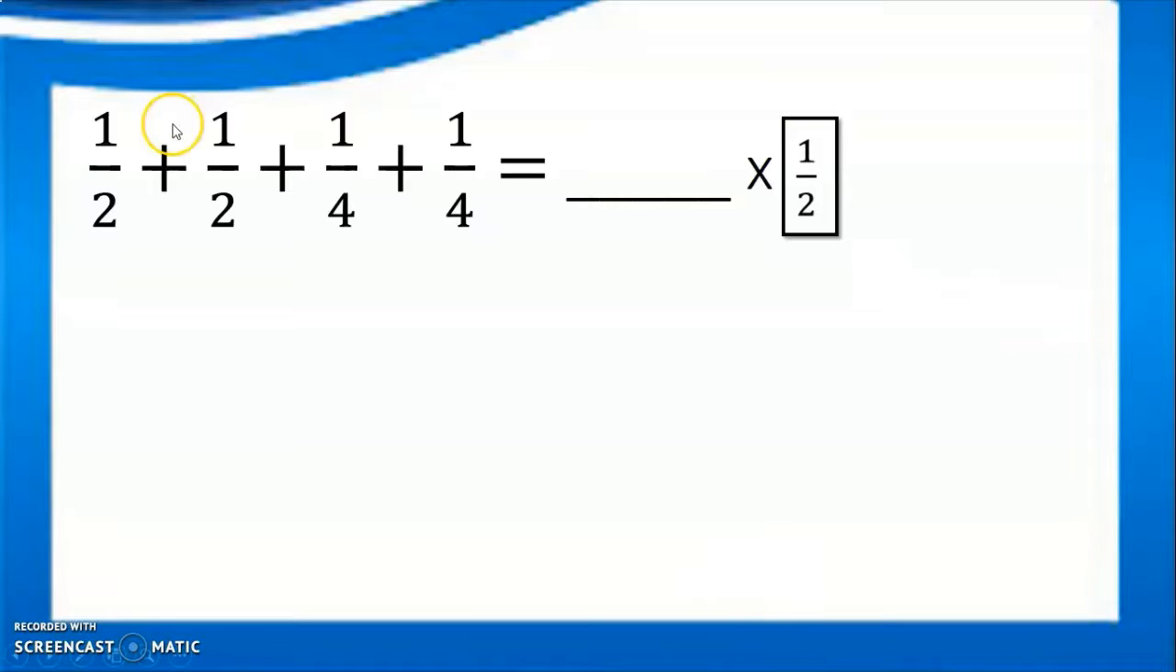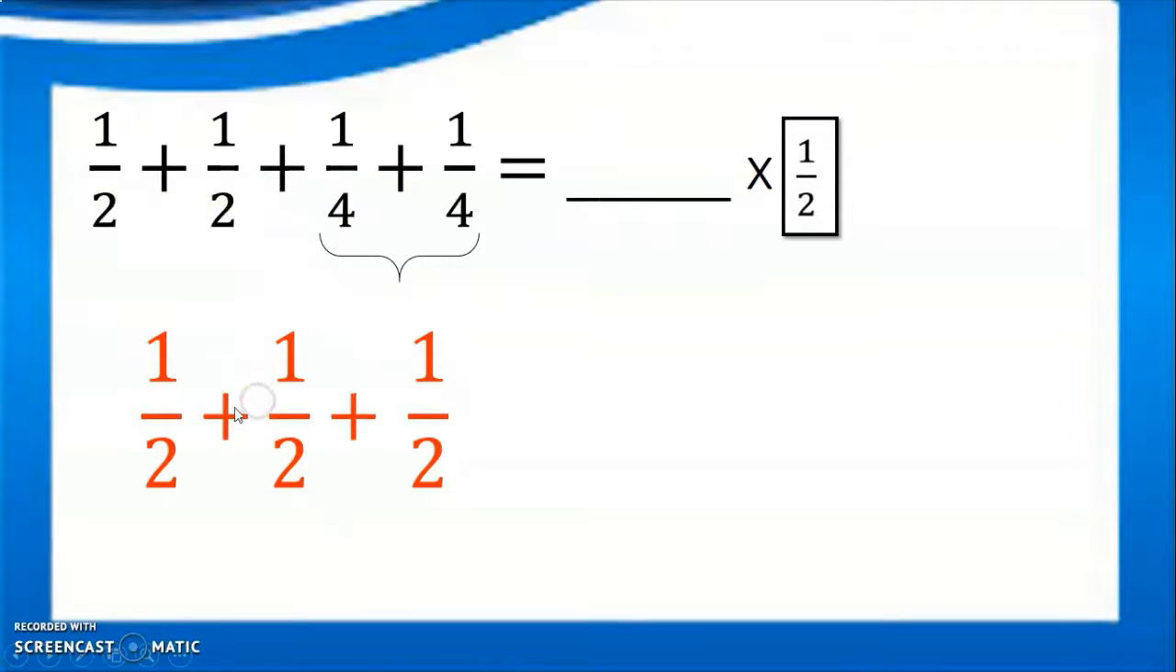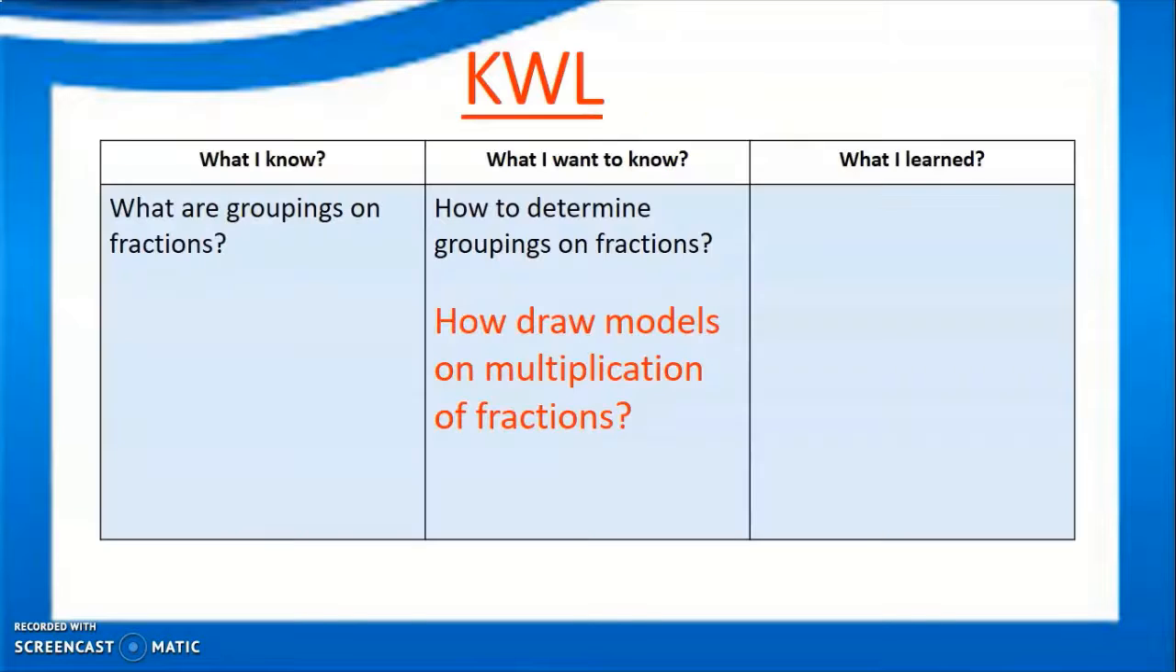How about this? 1/2 plus 1/2 plus 1/4 plus 1/4 is equal to blank times 1/2. How many 1/2 are there in these fractions? As you can see, we have 1/4 here and 1/4. But if we combine these two 1/4, it's equal to 1/2. Together with these two 1/2, therefore, how many 1/2 are there? There are 3 groups of 1/2.